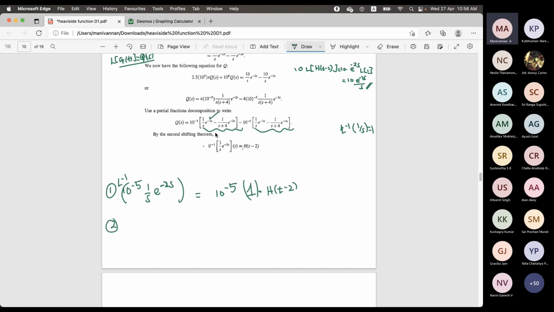Then the second term: 10 to the power minus 5 is common, 10 to the power minus 5, L inverse of e raised to the power minus 2s, then 1 upon s plus 4. What is the answer? 10 to the power minus 5, for this e raised to the power minus 2s it is h of t minus 2, and for this, with t minus 2, e raised to the power minus 4t. Am I right?